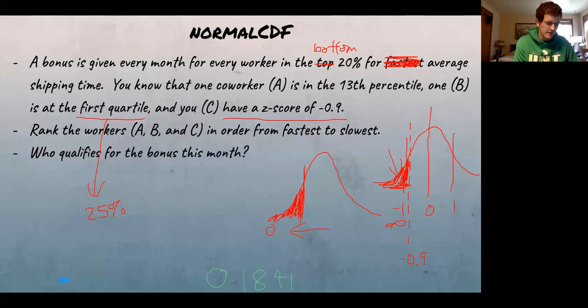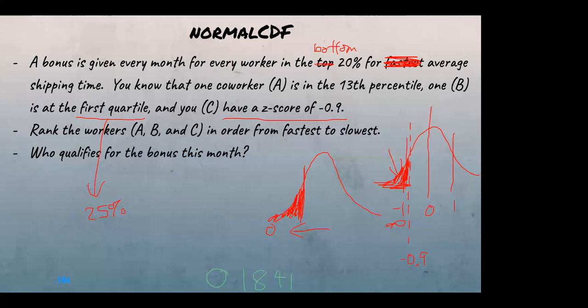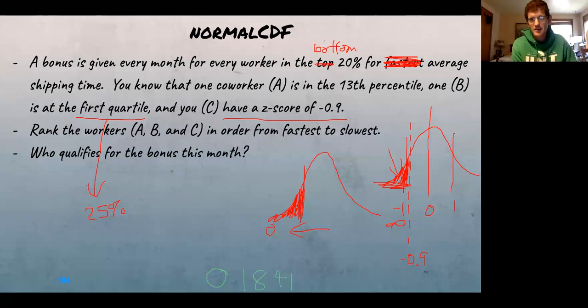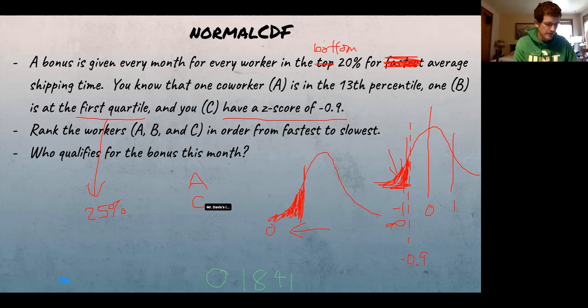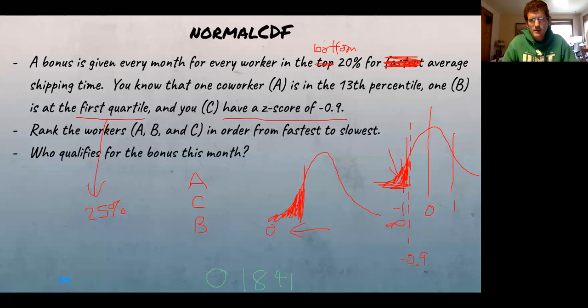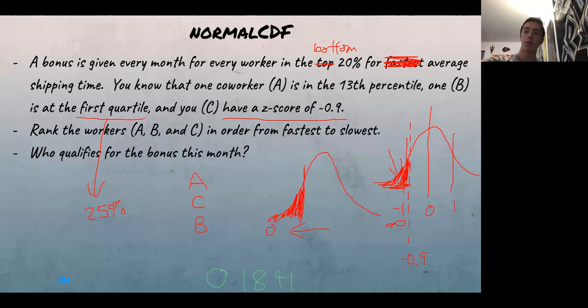All right, so in order from the fastest to slowest, who's fastest, A, B, or C? A. A is. So the lower your percentile in this case, the faster you are. So A is the fastest. Who's second fastest? C. And being in the 25th percentile means, in this case, you're actually the slowest, B. So who actually qualifies for the bonus? A and C. A and C do.